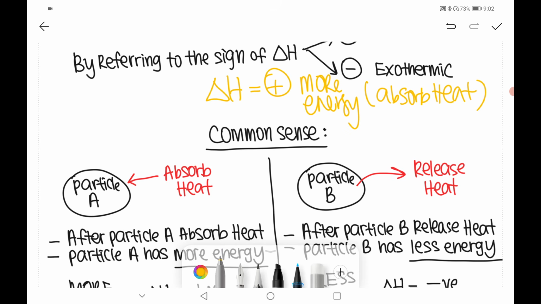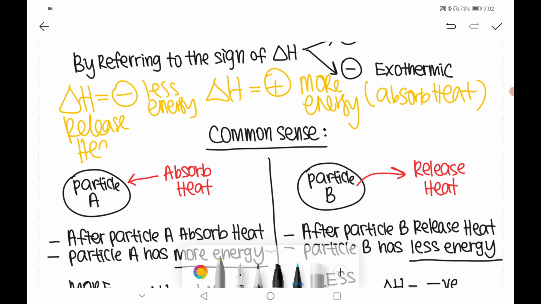If the delta H is negative, negative means less, so less energy. Why does the chemical substance have less energy? It has less energy because it releases the heat. So negative means release the heat. Release the heat is exo. Absorb the heat is endo.